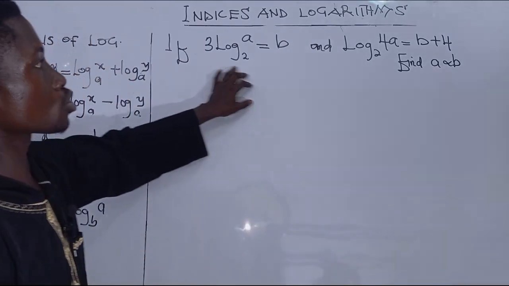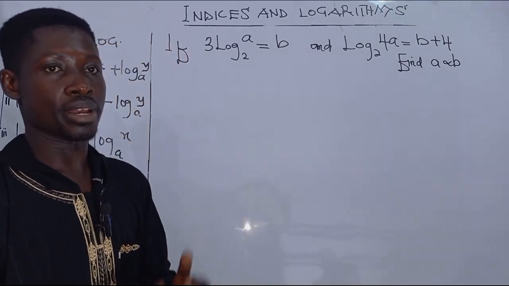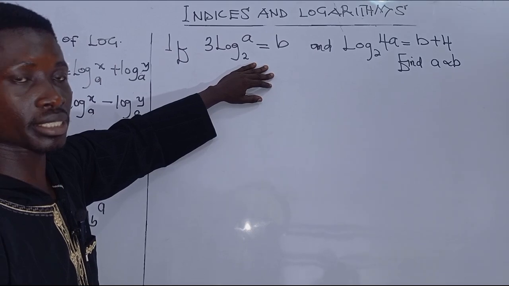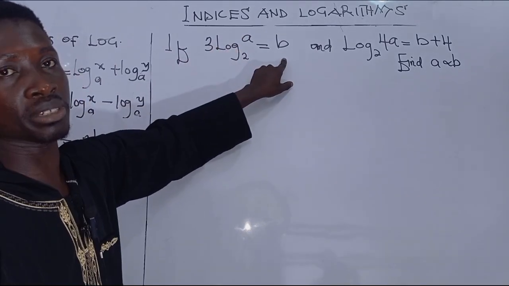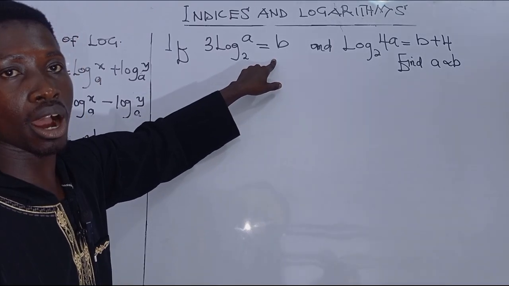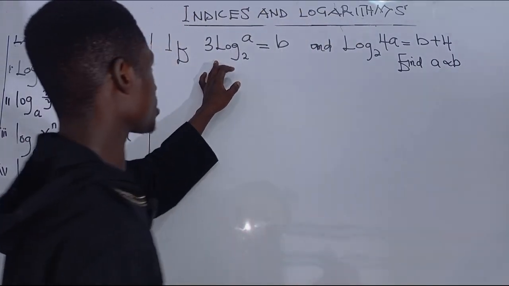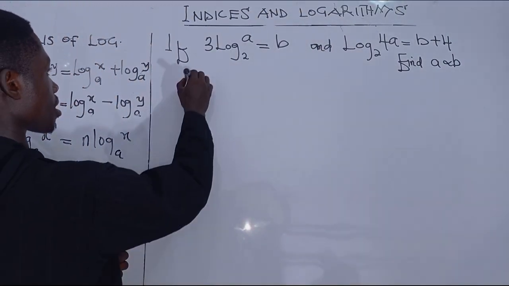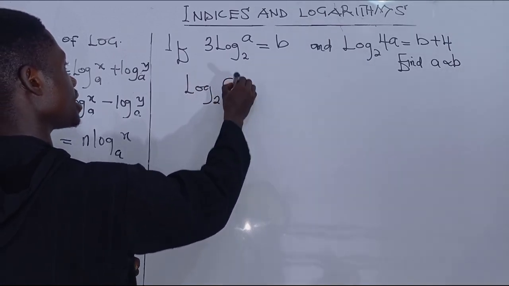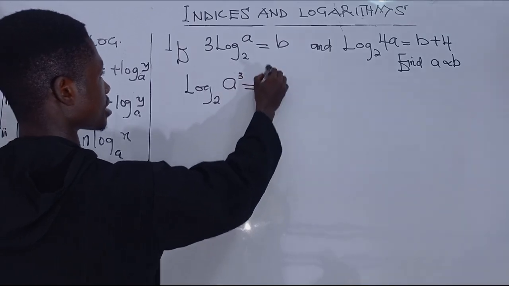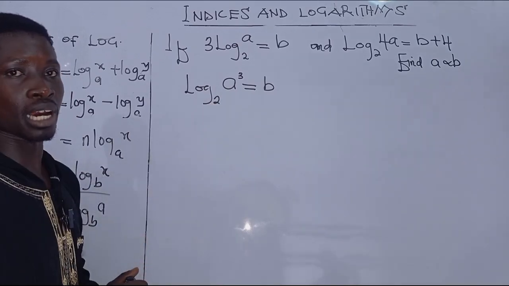So we want to solve these two equations simultaneously to find the value for a and then b. Let's start with this first part. We are saying that 3 multiplying log of a to the base of 2 gives us b. Now we can apply the power law. So we can write this as log to the base of 2 of a raised to the power 3 gives us b.